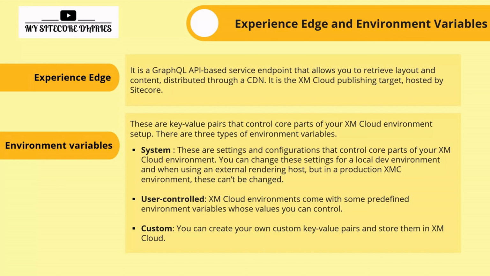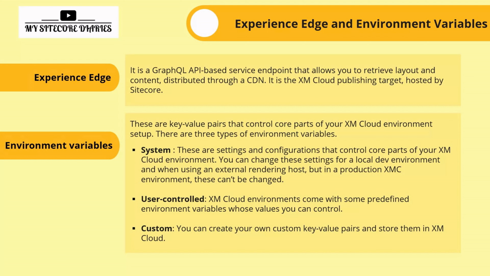So what are the system ones? These are the settings and configuration that control the core parts of your XM Cloud environment. So these are the variables which control the core functionality of XM Cloud. You can change the settings for a local dev environment when using an external rendering host, but in a production XMC environment, this can't be changed. So in a production environment, you cannot change the system variables.